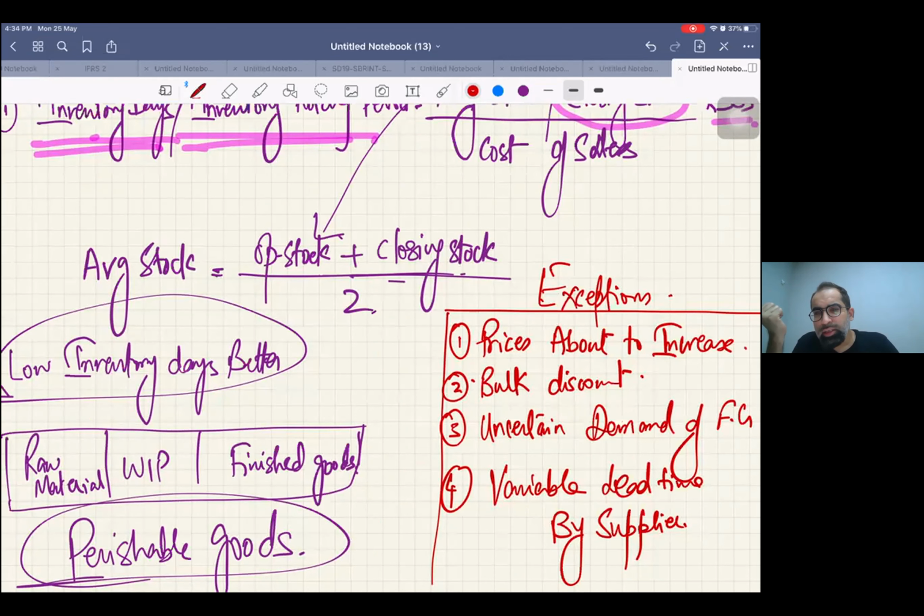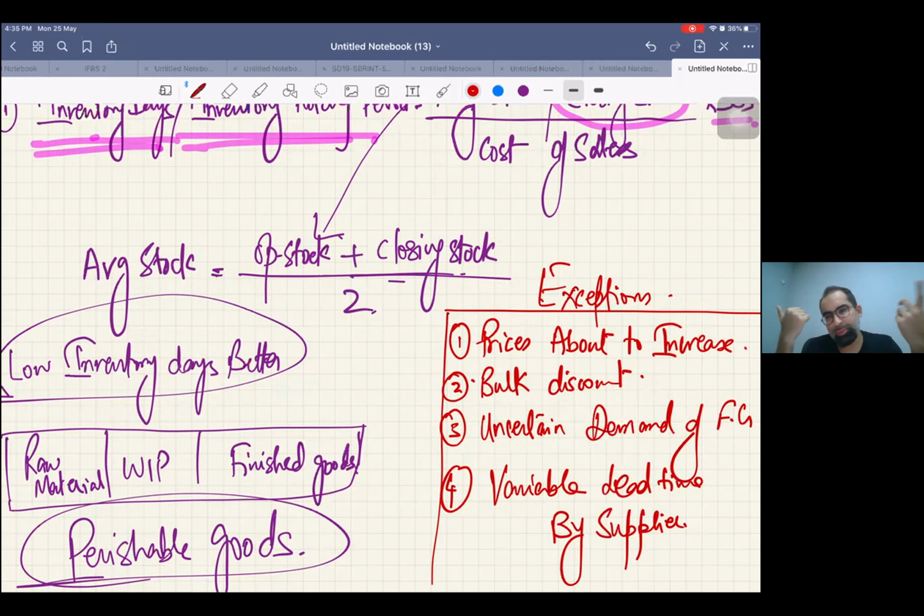I deal in sugar, right? And I got some insider news from the government department that next week the government is going to increase the price by 30%. Sugar prices are going to increase by 30%. So now what should be my strategy? Now I should buy a complete one year stock now. Why? Because after a week prices will increase by 30%. So if I buy more stock and hold it, I'll earn a lot in the future. So now holding more stock is not bad at all.